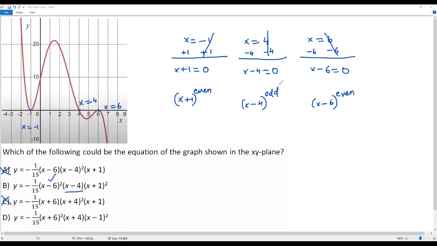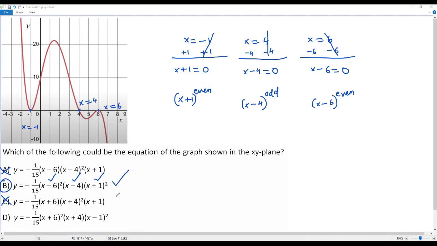Now let's verify the second factor, x - 4. According to the discussion we have done, x - 4 has to be raised to the power of an odd number. Here the exponent for this x - 4 is 1. It's an odd number, so this is correct. Now let's verify the third one. Here x + 1 has to be raised to the power of an even number. Here x + 1 is raised to the power of an even number, that is 2. So this one is also correct. So the correct answer choice for this question is B.